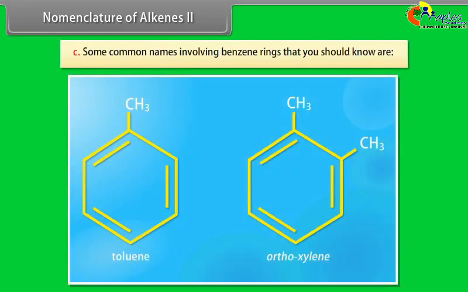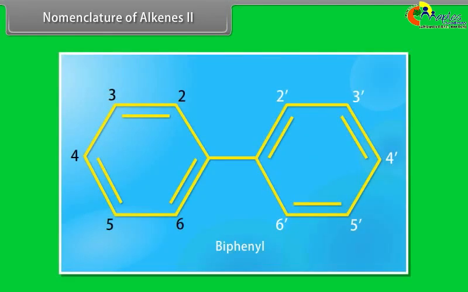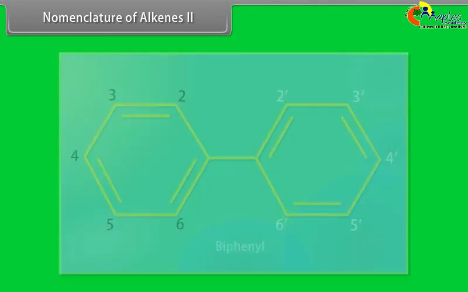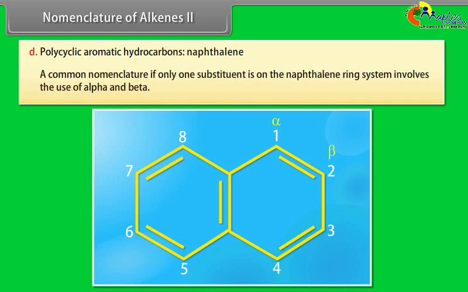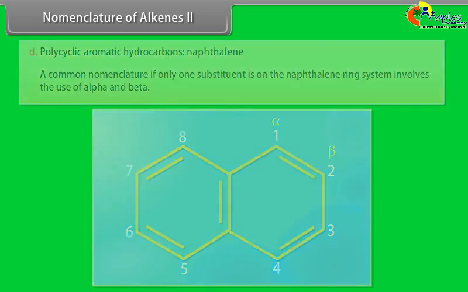Nomenclature of aromatics, C. Some common names involving benzene rings that you should know are toluene and ortho-xylene. Biphenyl. Notice the numbering convention for this compound. D. Polycyclic aromatic hydrocarbons that you should know are naphthalene. A common nomenclature if only one substituent is on the naphthalene ring system involves the use of alpha and beta.